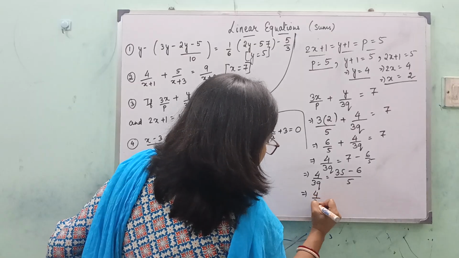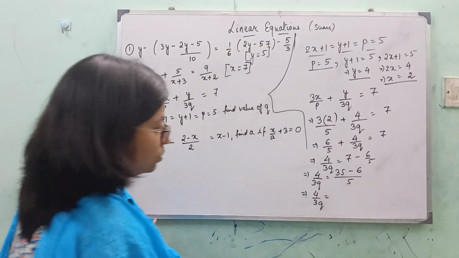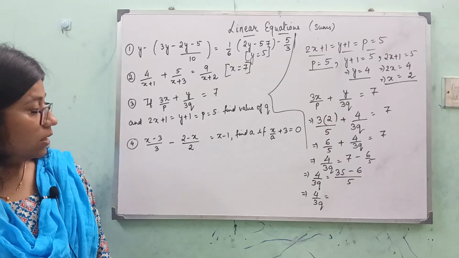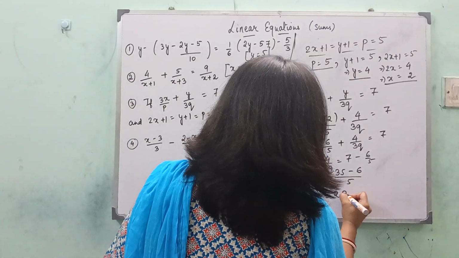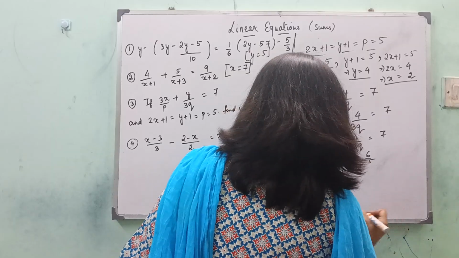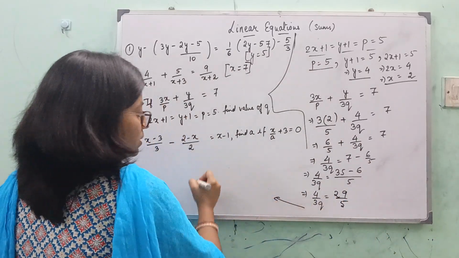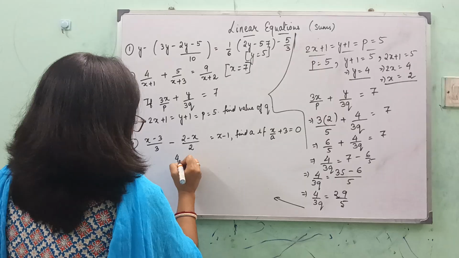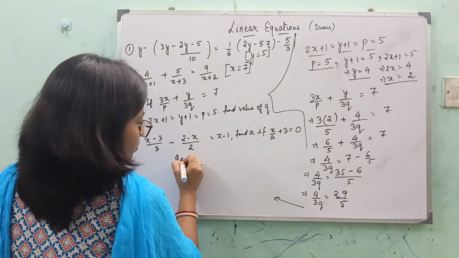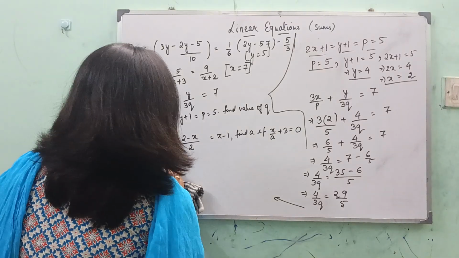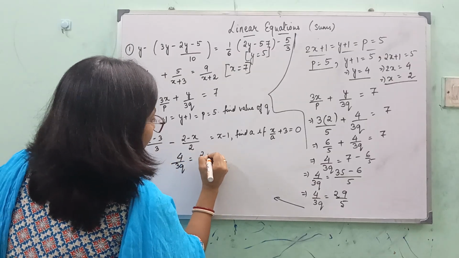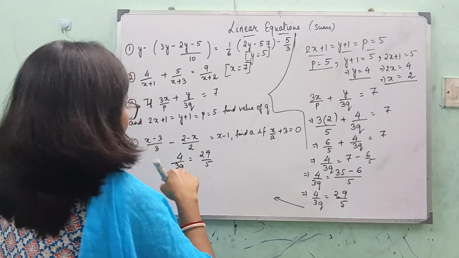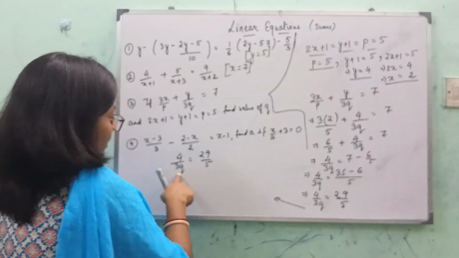So 4 by 3q equals 29 by 5. Okay, for this side, 4 by 3q. Check here: 4 by 3q equals 29 by 5. This is what we had got. Our objective is to find the 3q.